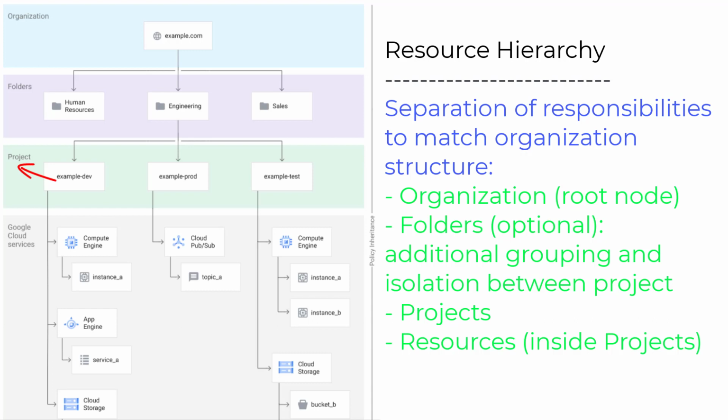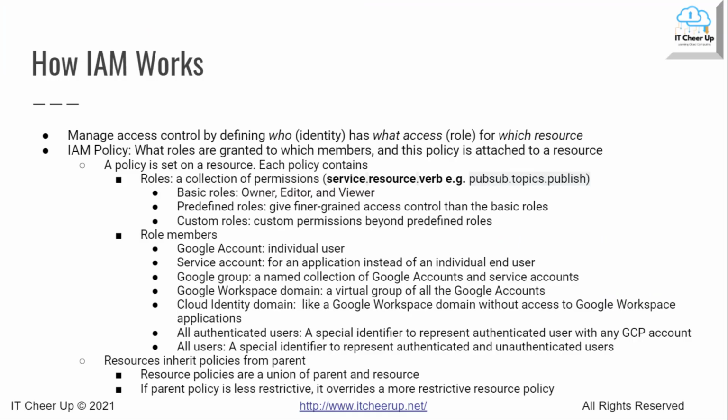Now, if you look back on the GCP hierarchy, you can set up policies at organization level, project level, and resource level. Resources inherit policies from their parent. Resource policies are a union of a parent and a resource. If a parent policy is less restrictive, it overrides a more restrictive resource policy.